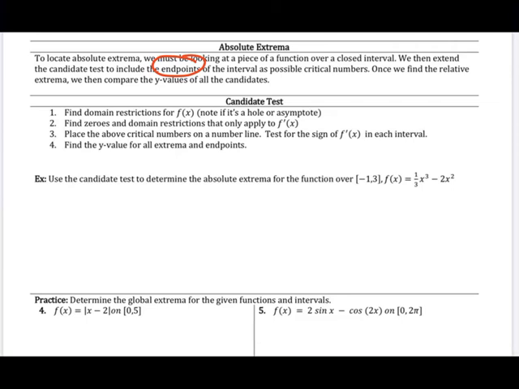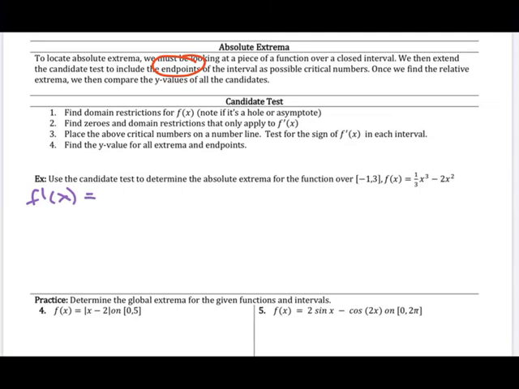Use the candidate test to determine the absolute extrema over the function from -1 to 3. So right now you should already know you're going to have to check -1 and 3 as candidates. But let's go through that process to see if there are any other values we need to check. So the function is continuous everywhere. There's no domain restrictions. So the next thing we need to do is look at the derivative.